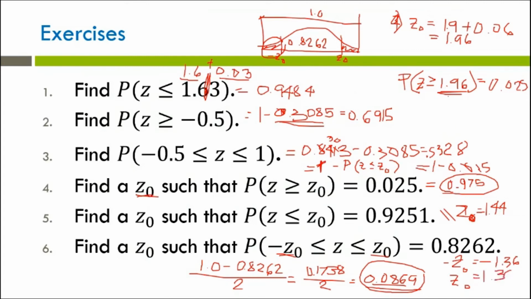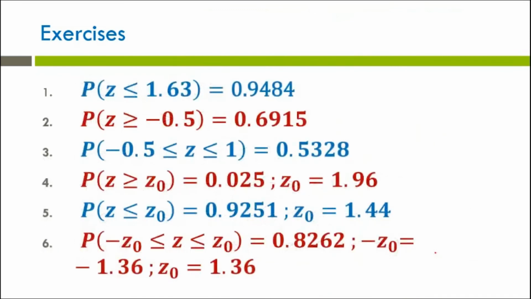1.36. Now I want you to check if the result is 0.8262. So when you get the area when z is negative 1.36, and also get the probability or area when z is less than or equal to positive 1.36, the result should be 0.8262. Okay. By the way, I have here the answers.